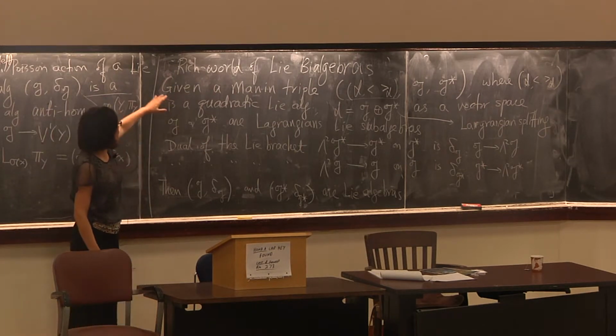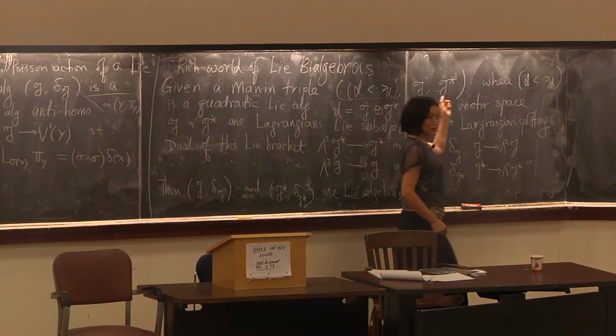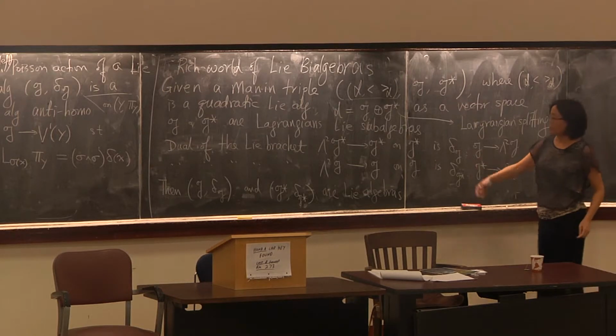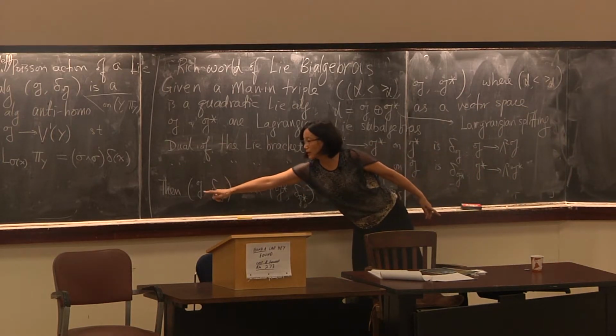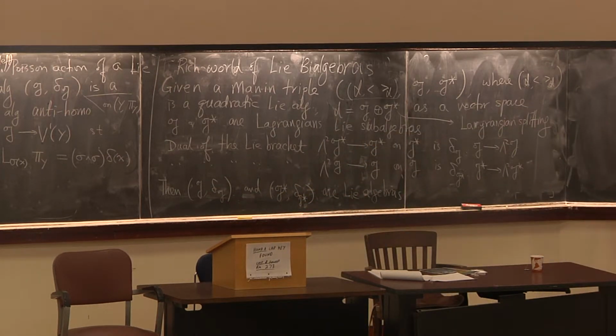Okay, so every time you have a Manin triple, you get a Lie bialgebra structure on either one of the two, and they are dual to each other in the sense that the bracket of this bracket here dual is this guy. So that's a dual pair of Lie bialgebras. But not only that, you actually get a third Lie bialgebra.